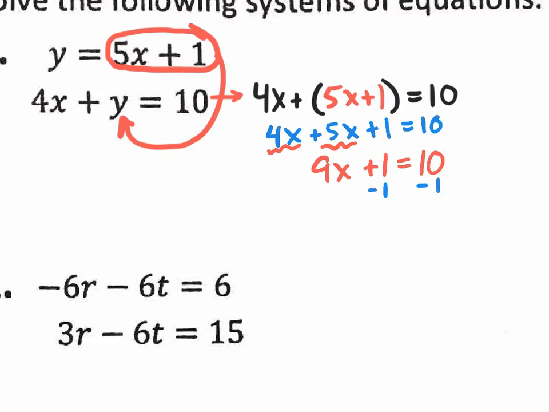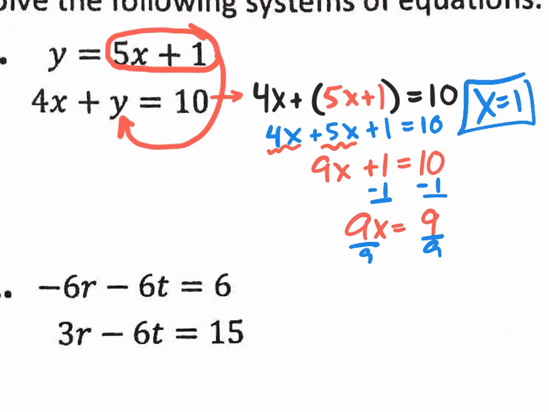Subtract 1 here, subtract 1 there. You will get 9x equals 9. And then from there, you'd have to divide by 9, which means that x equals 1. And you have one answer, but you need the other. So at this point, I would rewrite any of the two equations. I'm going to go with the top equation, y equals 5x plus 1.